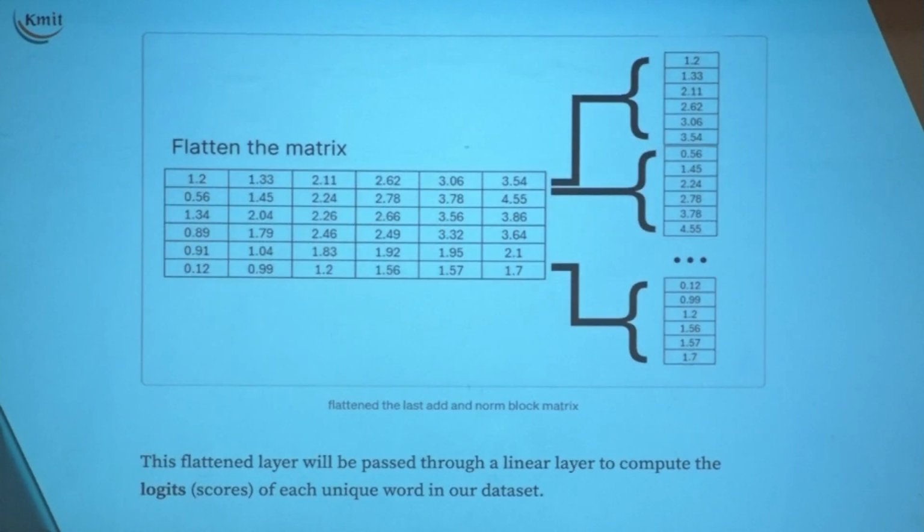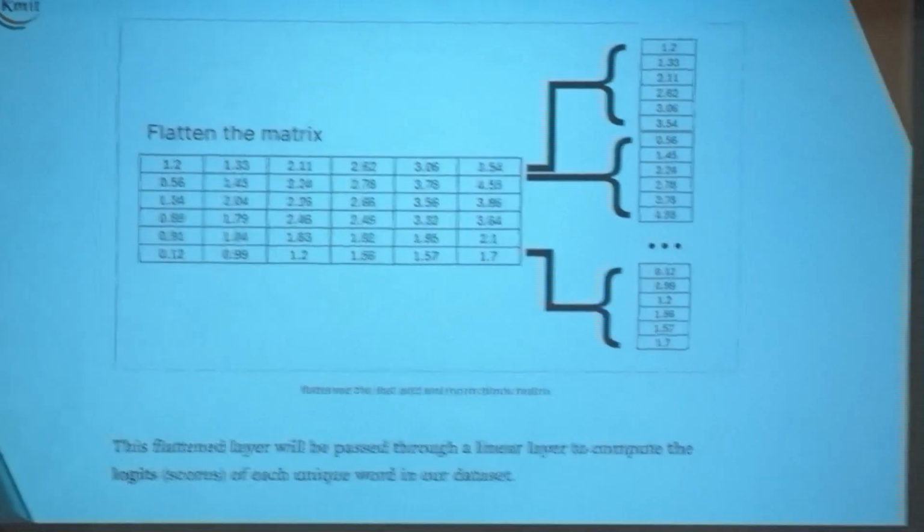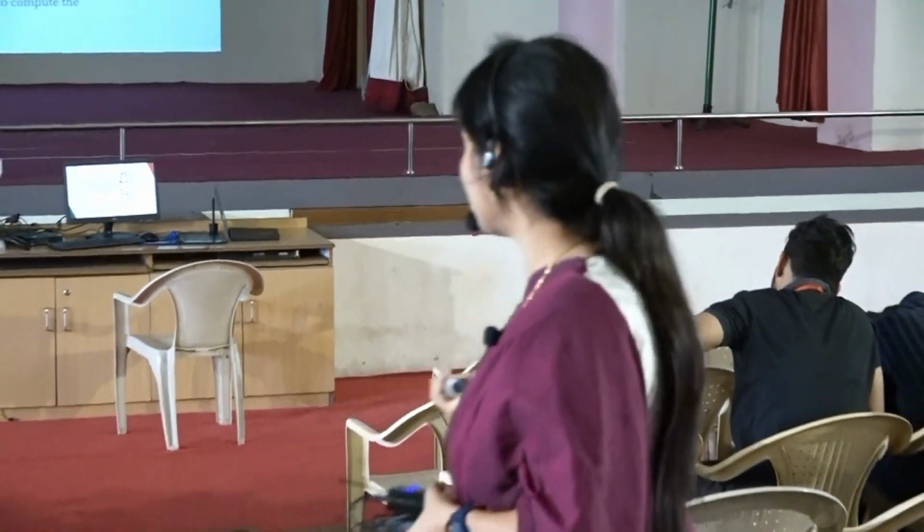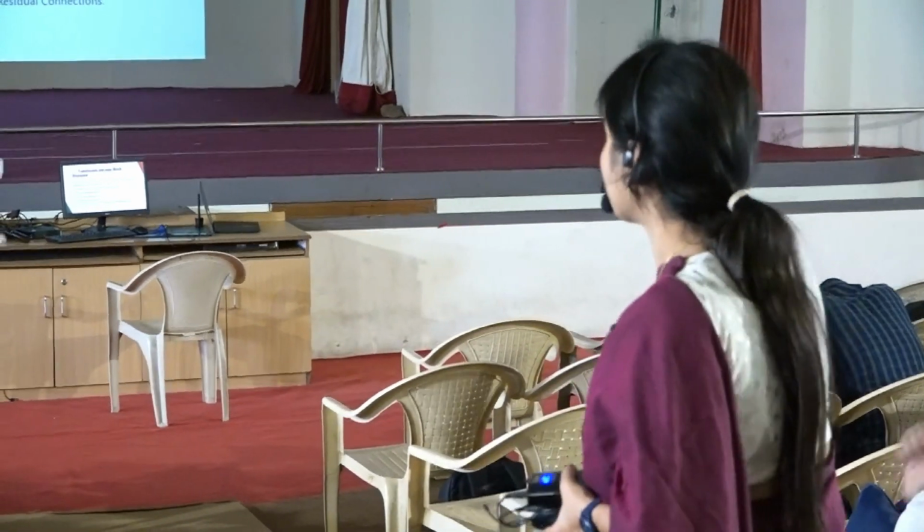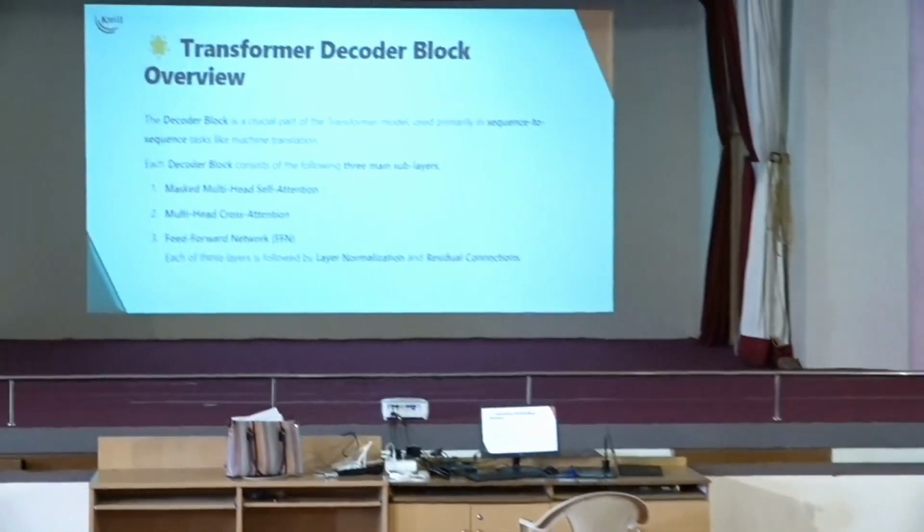So after that we finally get the resultant matrix, which is 6 by 6, but I want the word tokens to be generated, for which we go for flattening in the linear layer, and then we go for softmax for predicting the probabilities. So what is the transformer decoder block doing here?